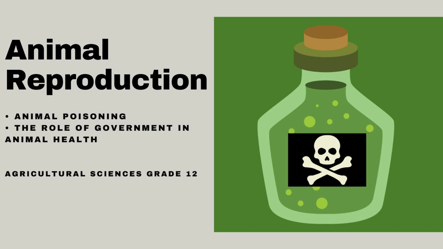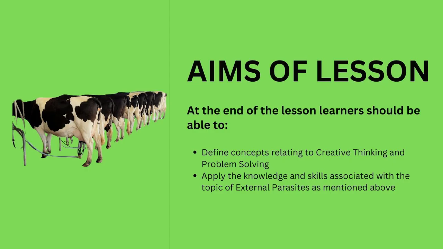Animal production and protection. Animal poisoning. The role of government in animal health. Aims of lesson. At the end of the lesson, learners should be able to define concepts relating to creative thinking and problem solving. Apply the knowledge and skills associated with the topic of external parasites as mentioned above.